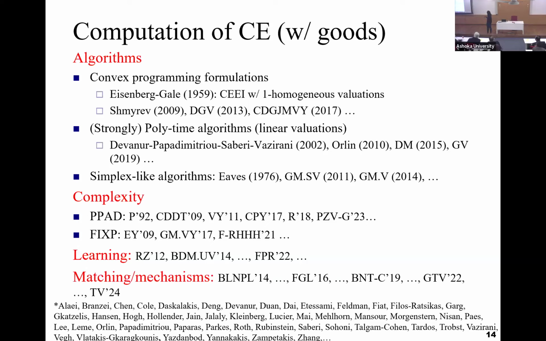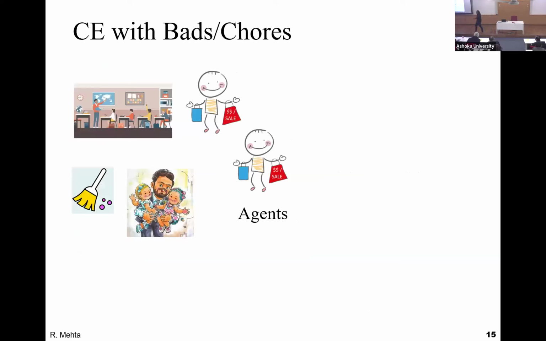The point is, when all the items are goods, that is positively valued by agents, there is extensive work. But when all the items are chores that are negatively valued by all the agents, there is not much work. And that's what I want to talk about. So now, when we are in a chores market, how should it work? Will you pay for consuming chores? No. So what should happen? You should get paid.